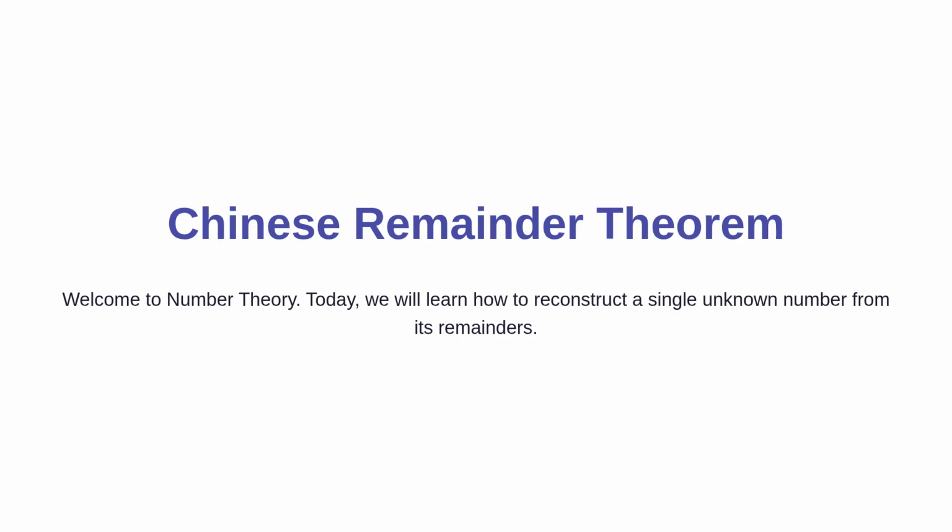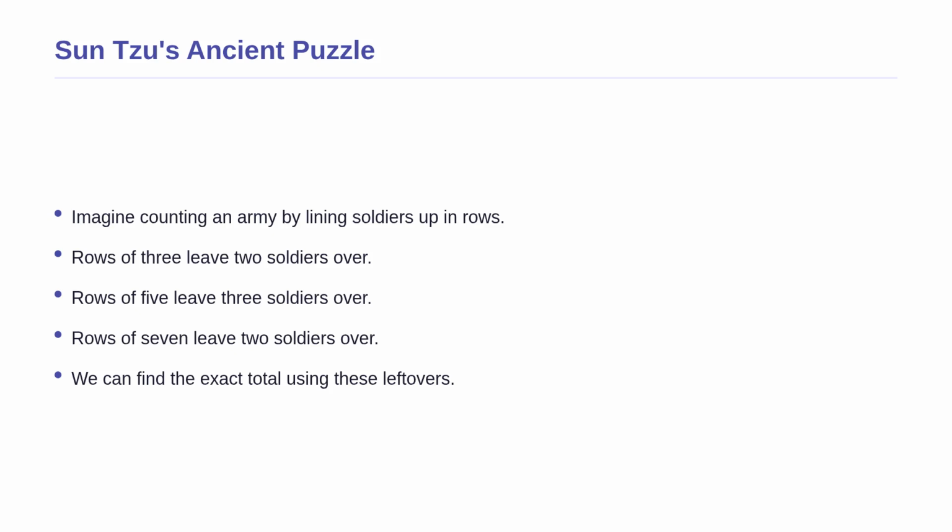Welcome to our lecture on number theory. Today we are going to explore a fascinating mathematical puzzle that dates back thousands of years. We will learn how to reconstruct a single hidden number just by knowing the remainders it leaves behind when divided by several different numbers. This is the heart of the Chinese remainder theorem. Let us start with a story.